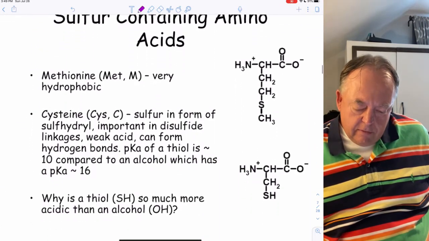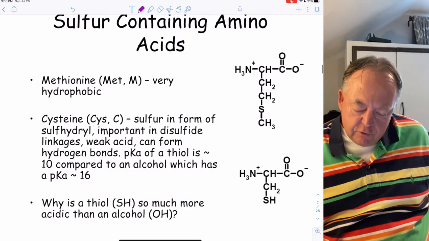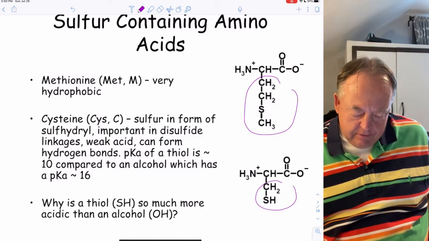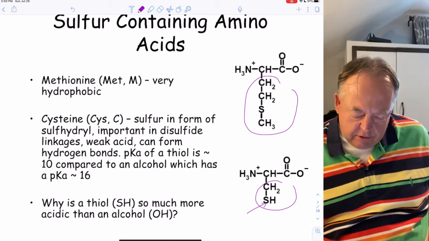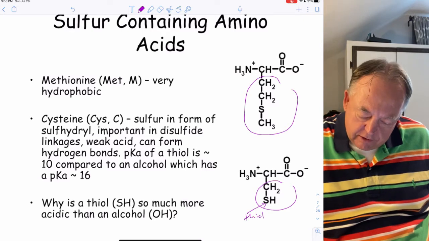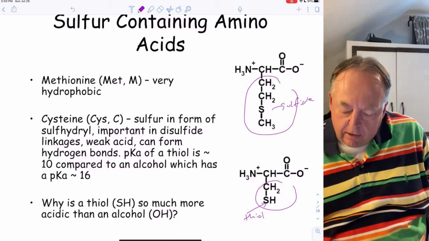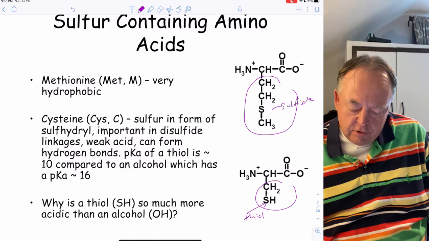There are 20 common amino acids, and two of them have sulfur in them. This would be methionine with that side chain, or cysteine with that side chain. Cysteine, of course, is acidic too. This would be a thiol, and this would be a sulfide in terms of their functional classes. Thiols are more acidic than alcohols, if you remember, because as atom size increases, the acidity increases.